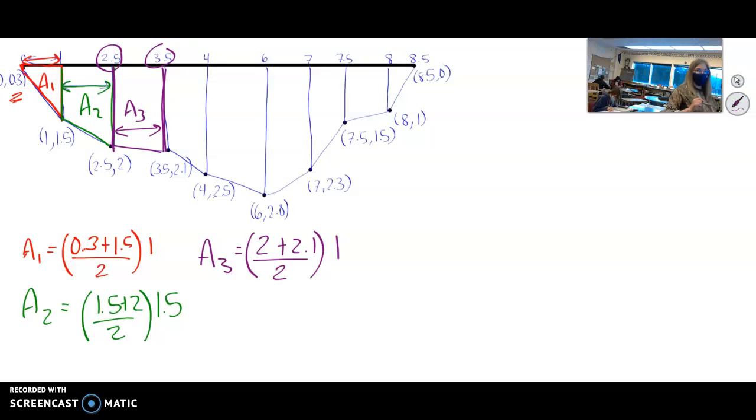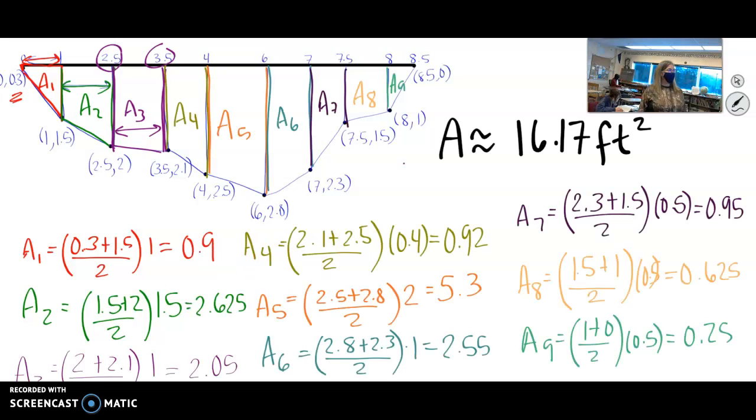Why don't you go through, pause the video, and try to write out the areas for each of the remaining trapezoids, and then we're going to grab a calculator, plug it all in, and that'll be our total area. Okay, so I added up the different areas. We had 9 different trapezoids, all of different width, which makes it, like I said, a little bit more tedious. And so I ended up getting 16.17 square feet. If you did not get that answer, let me know. Maybe I made a mistake. I don't know.